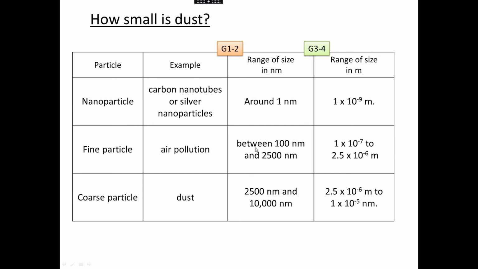Okay, here we go. Trying to remember the facts of the matter for our orange level, remembering facts and key words. We looked at plenty of examples of nanoparticles, from 1 nanometer up to 100 nanometers. And in meters, that would be from 1 times 10 to the minus 9 up to 1 times 10 to the minus 7. I keep missing that off this PowerPoint for some reason. I need to add that in. Fine particles like air pollution from 100 nanometers up to 2,500 nanometers. So there's the correct answer in meters. And then dust is a coarse particle, 2,500 nanometers up to 10,000 nanometers. There's the correct answer in meters. I'm going to move this slide on.